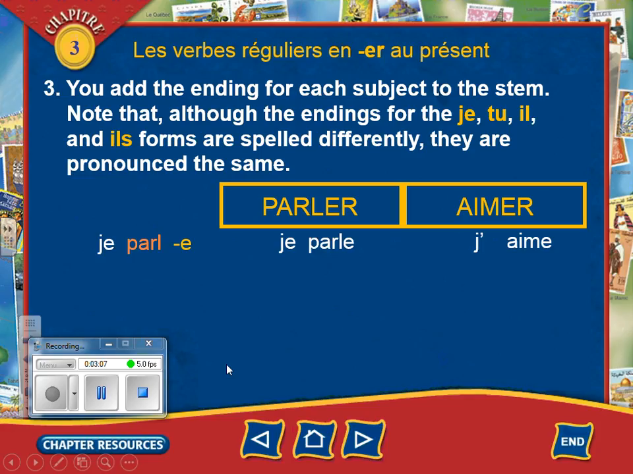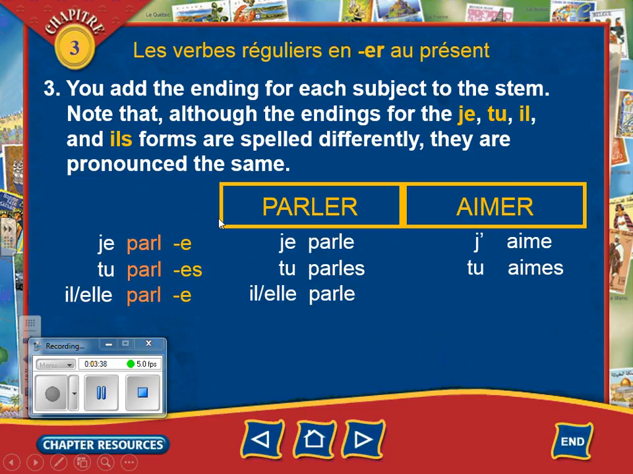Now, what do you think the ending for tu would be? If you think of the verb être, what do you think the ending for tu would be? If you guessed S, you guessed right. Tu parles. Tu aimes. Now the il and the elle form always conjugate the same way. They always have the same endings. Il parle, elle parle, il aime, elle aime. Now these three make up our singular subjects.